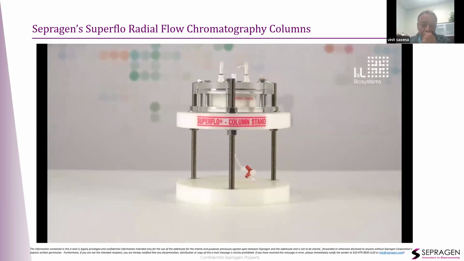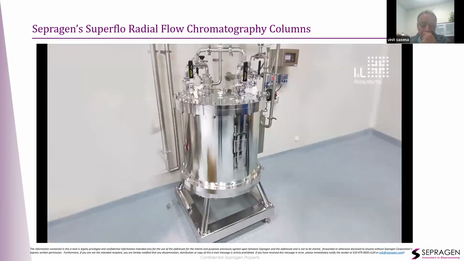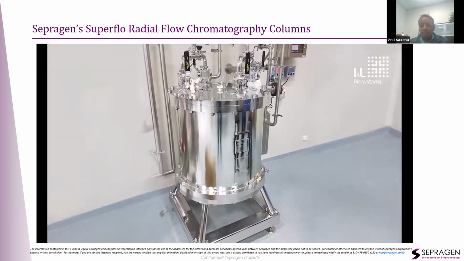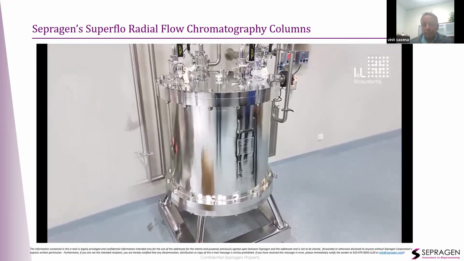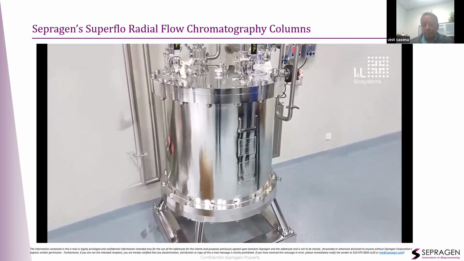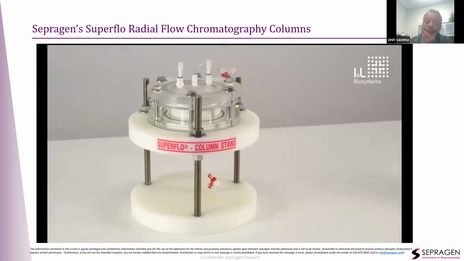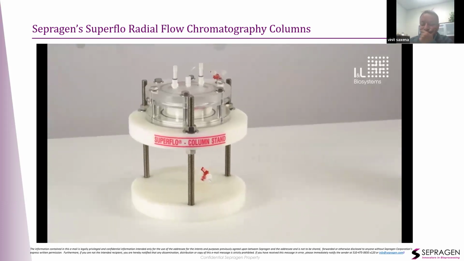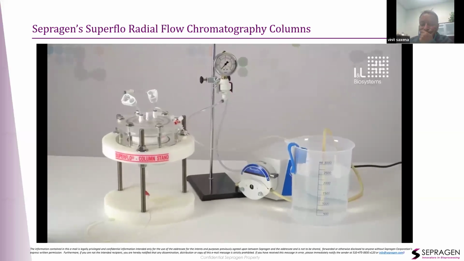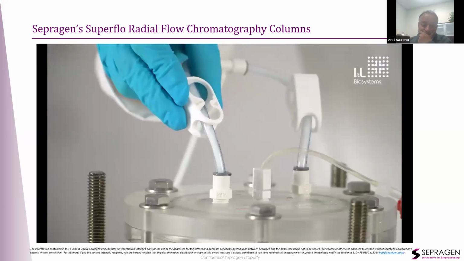The Superflow columns are available from 50 millilitres, both in acrylic and stainless steel, up to 500 litre industrial production ranges, with the flexibility and engineering services to accommodate custom builds and special projects. Superflow represents a superior technology for applications such as affinity and ion exchange chromatography. This is complemented with the simplest packing protocol of any column commercially available on the market.